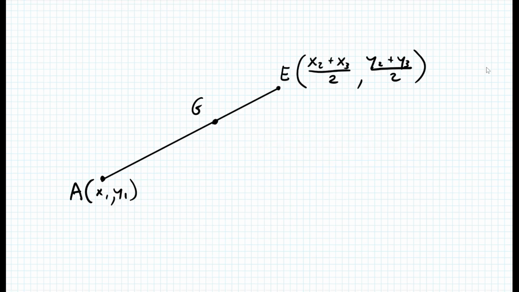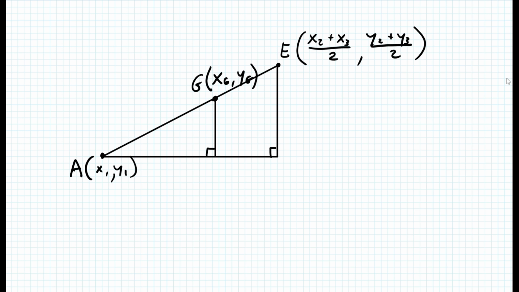Okay, so here's segment AE drawn separately from the diagram to make a little more sense of it. So here we have point A and point E. Let me designate point G as xg comma yg, okay? And our goal is to figure out what xg and yg are. Now what we can do here is draw similar right triangles, and then use proportions to figure out the coordinates xg and yg. So let's draw it in first.